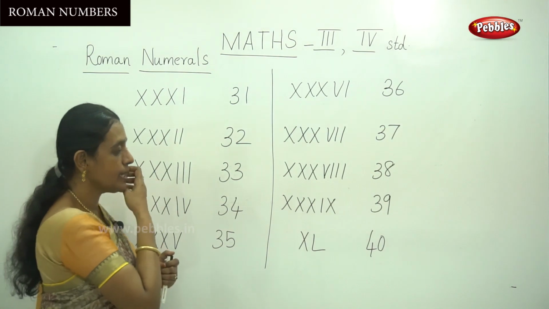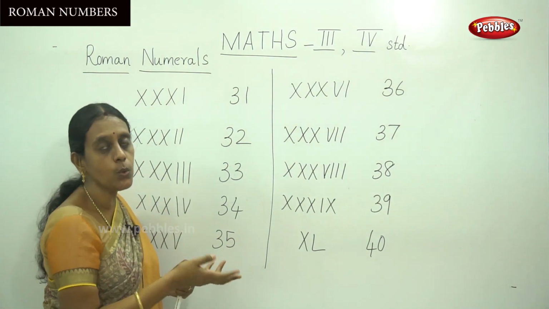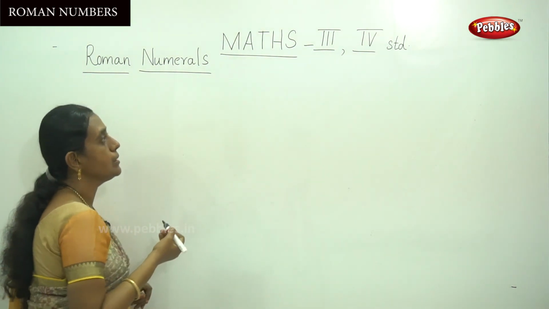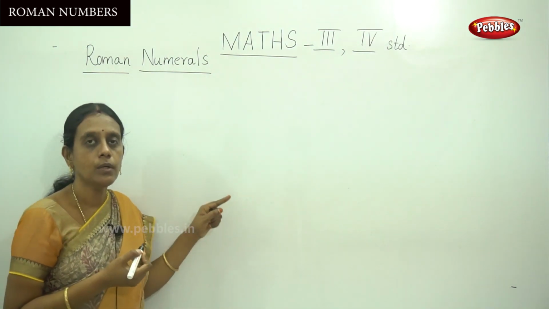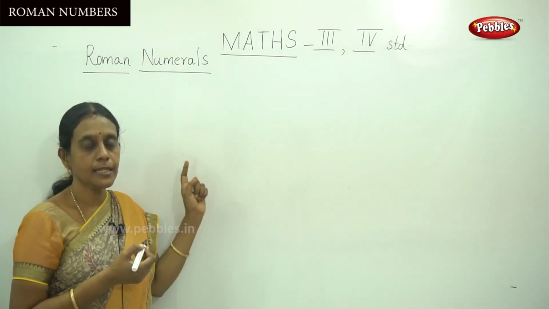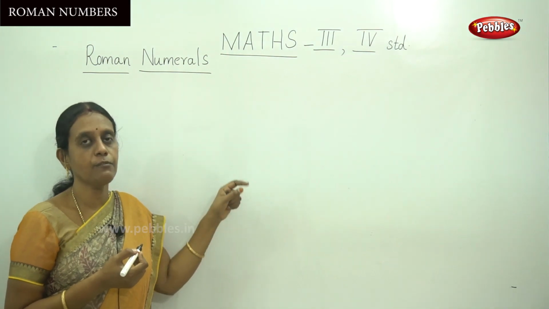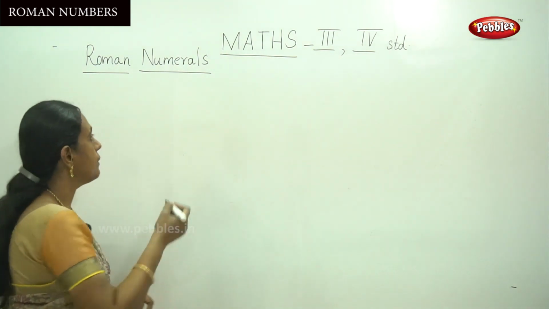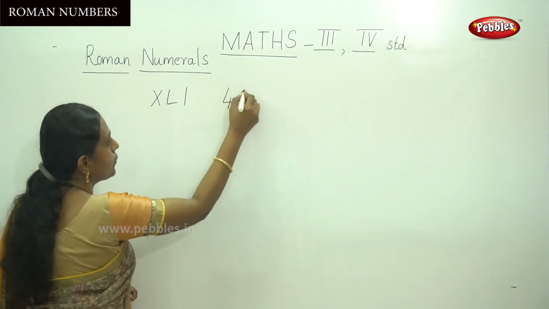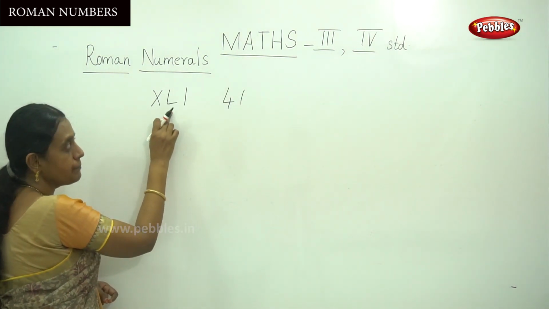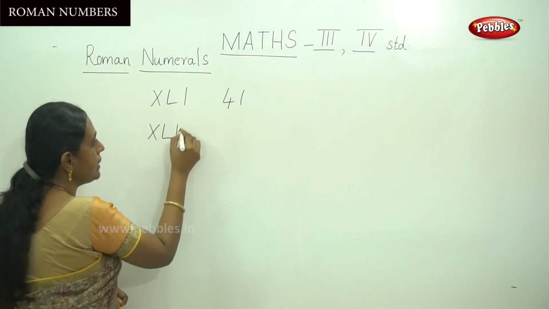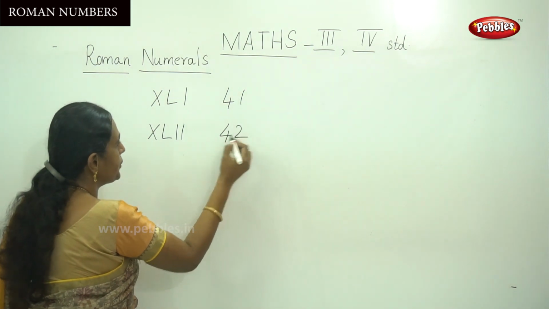Okay, and next we have to write 41 to 50. Let me do that. For 40, that is XL. XL is the Roman numeral for 40. For this, XL1, that is 41. This is 40 plus 1, 41. And XL2, that is 42.